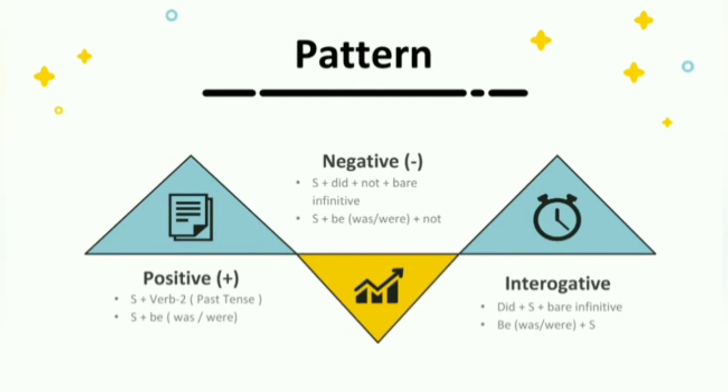Pattern of simple past tense. First, positive sentence: subject plus verb 2 (past tense), and subject plus be, was or were. Second, negative sentence: subject plus did plus not plus bare infinitive, and subject plus be, was or were, plus not. And third, interrogative sentence: did plus subject plus bare infinitive, and be, was or were, plus subject.